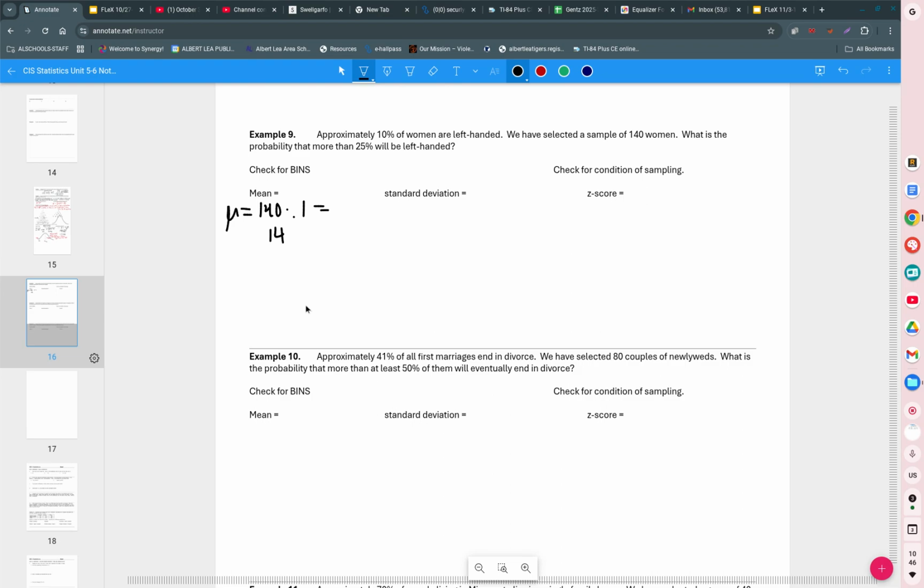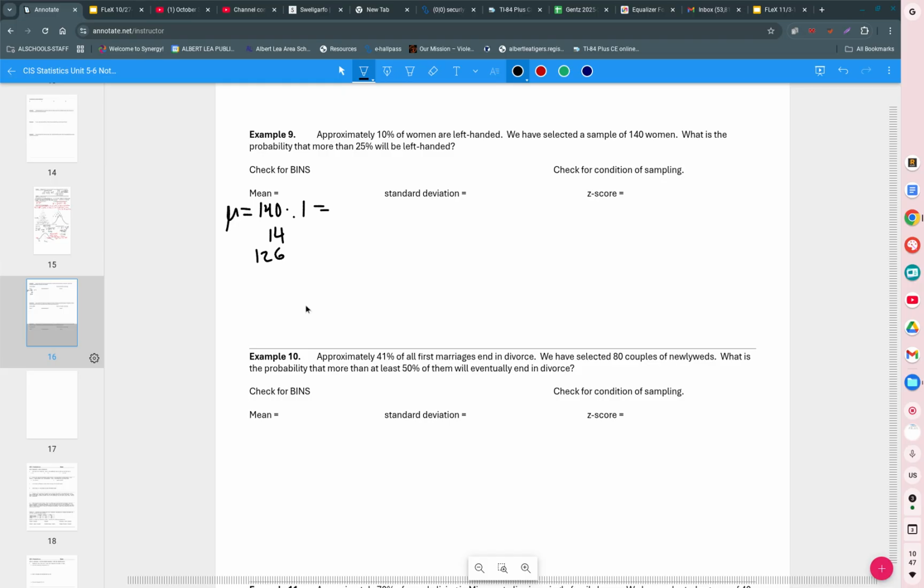So 14 needs to be greater than 10, right? And we're good. So that would be a success, if they're left-handed. How many would be not success then? 126, right? So both of those are bigger than 10, so we're happy with that. So I have my mean.